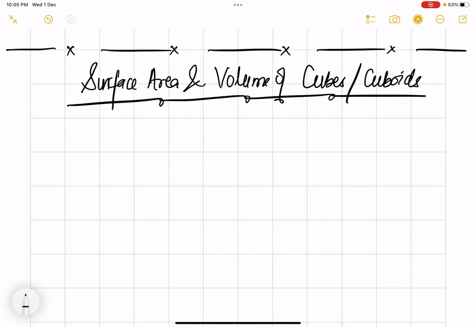Surface area and volumes. To understand the concept of surface area and volume, let's look at a cube.